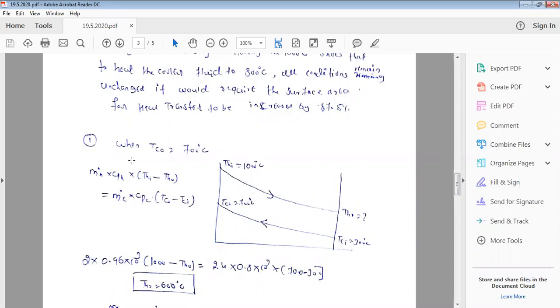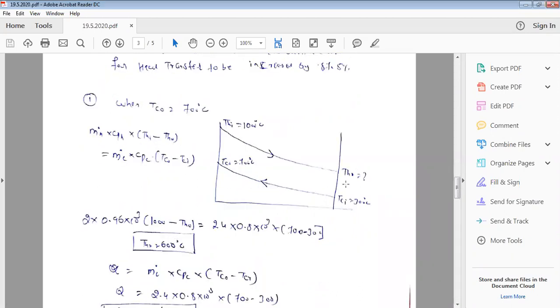Now let's write the energy balance equation. Again, the energy balance equation will remain the same. The amount of heat lost by the hot fluid is equal to the amount of heat gained by the cold fluid. The same I have written. If I substitute all the values, the unknown here is the outlet temperature of the hot fluid, THO. If I calculate, that is 1000 degrees Celsius to 600 degrees Celsius. The hot fluid enters the system at 1000 degrees Celsius and leaves at 600 degrees Celsius. This is the outlet temperature of the hot fluid we calculated.